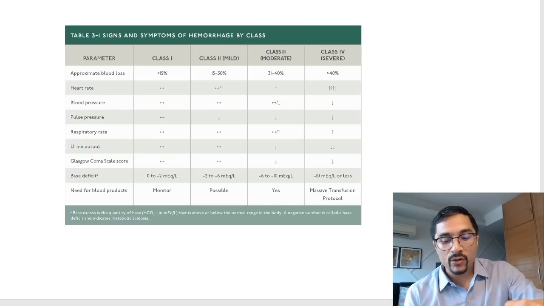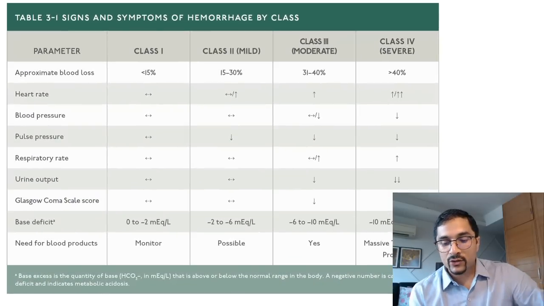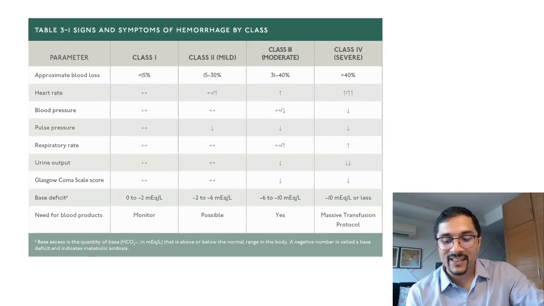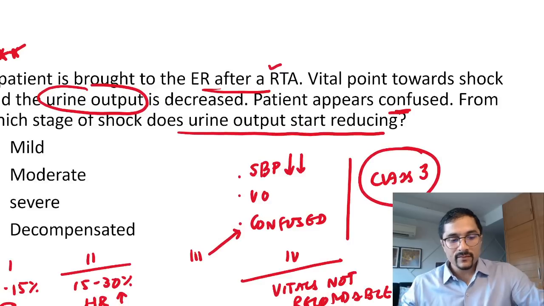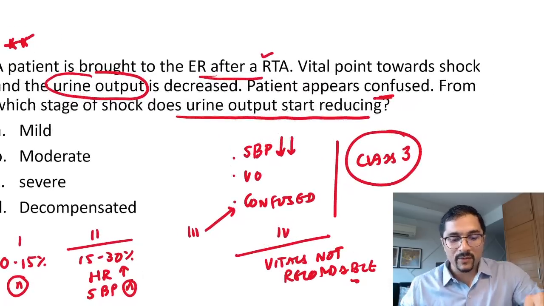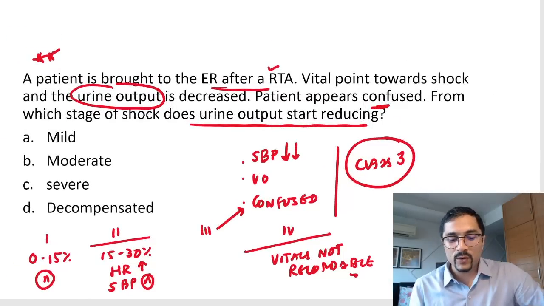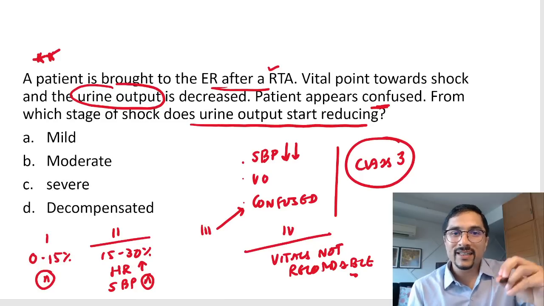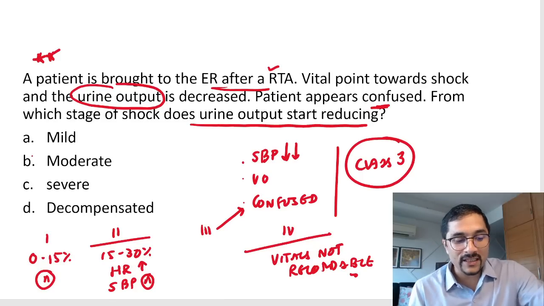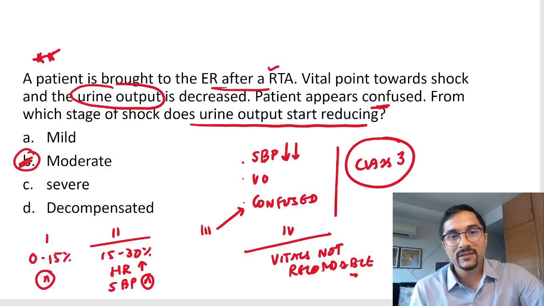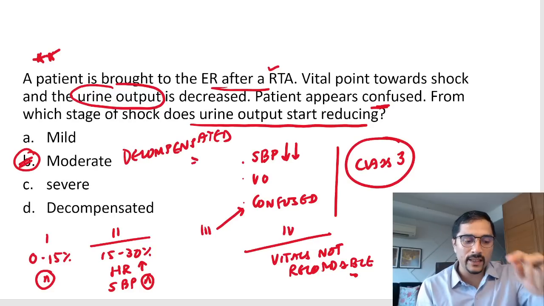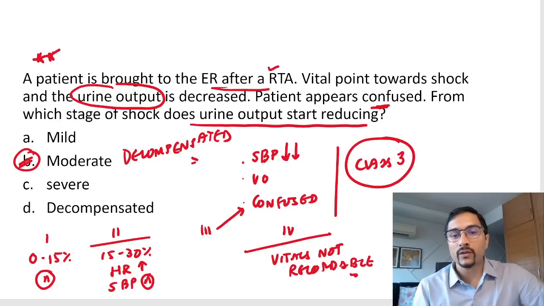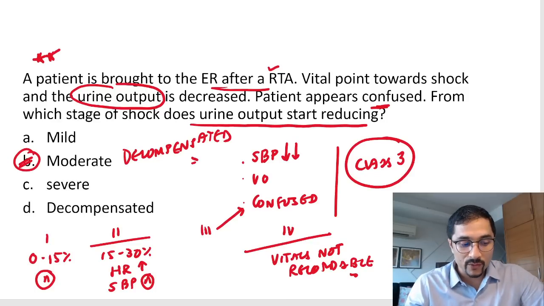But the catch which I want you to understand here is that class 2 is mild, class 3 is moderate and class 4 is severe. So it doesn't start from class 1, it starts from class 2. Please remember this. Class 2 is mild, class 3 is moderate, class 4 is severe. So this patient has moderate shock. And moderate is the decompensated phase. Please remember this. This is extremely important from the point of view of the exam. I've just summarized that table for you.